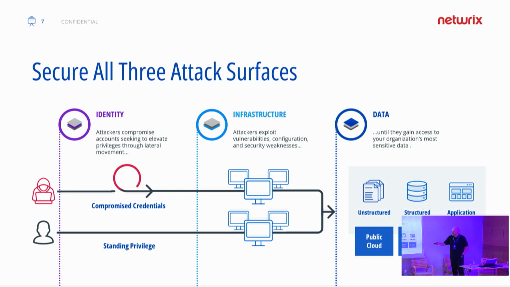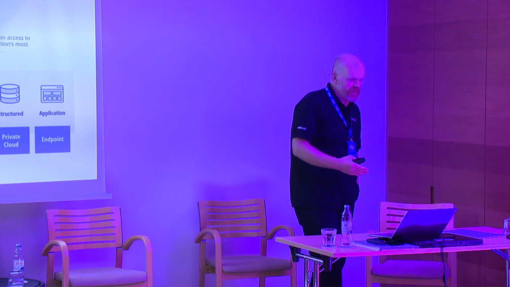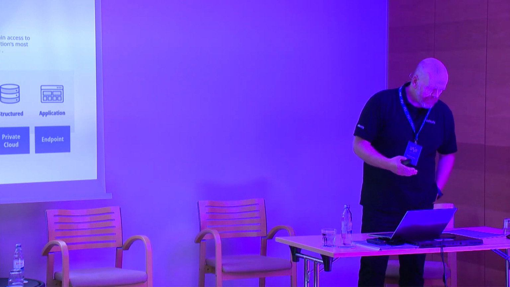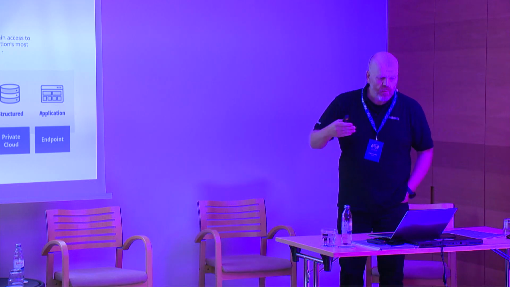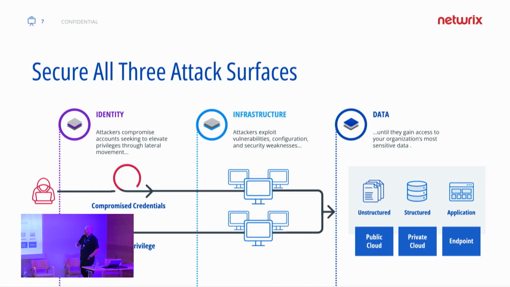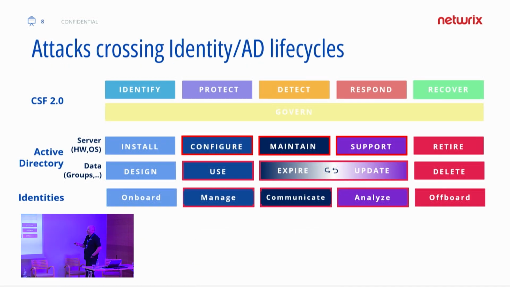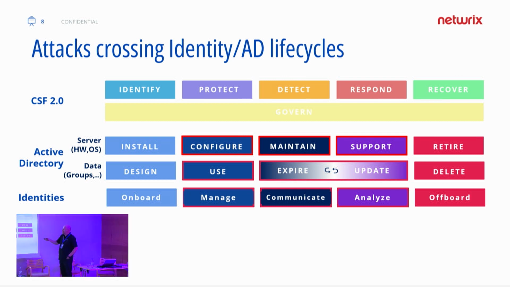So if I rephrase that to put the identities first, you have compromised credentials and standing privileges at the forefront of what is happening with identities, with your AD, with the privileges you have, with the users you have, with the service accounts you have. I'm not forgetting about exploiting vulnerabilities, configuration, and security weaknesses. For the sake of my presentation today, we're focusing on identities, and the attacks crossing identity and AD life cycles. We are in that core block.